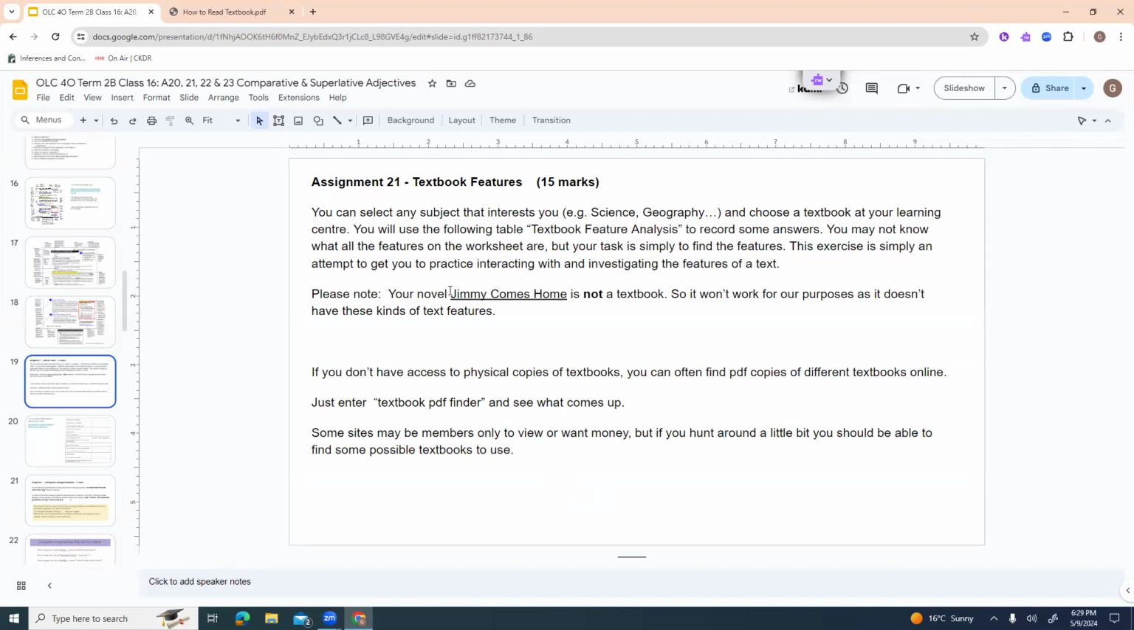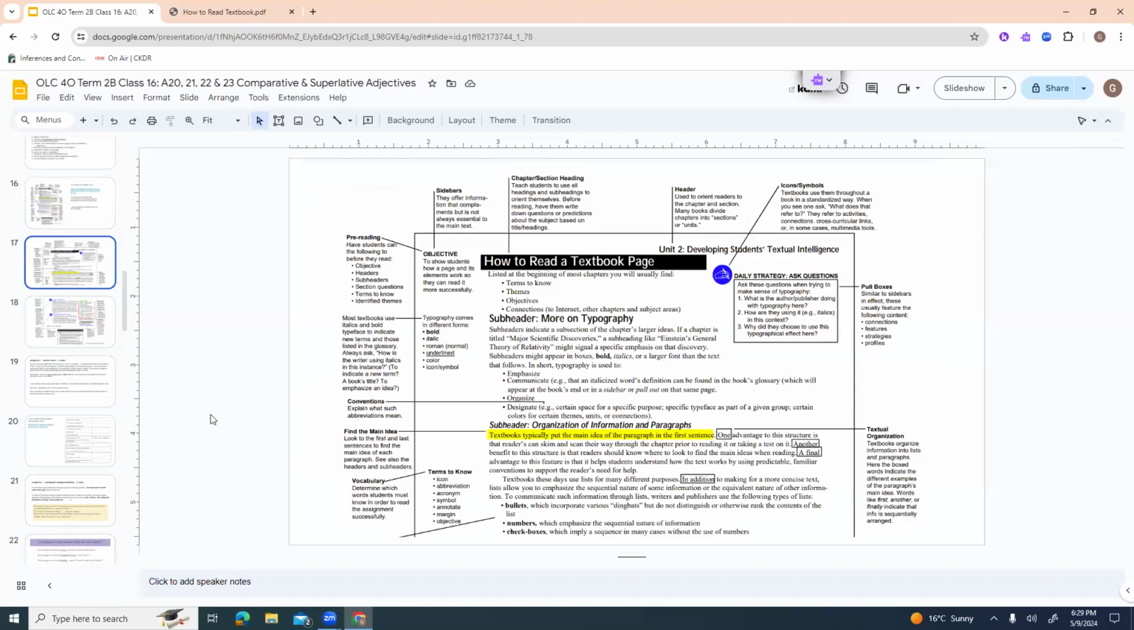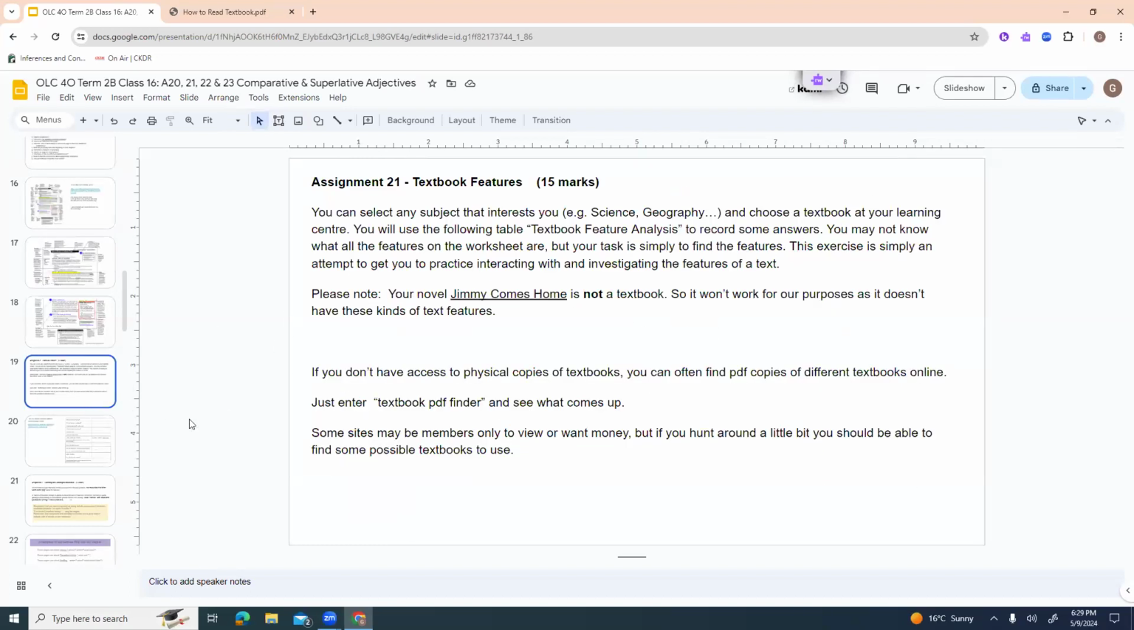And then you use the following little worksheet or table to fill in and record the answers. It's called textbook feature analysis. So features are just those little things we were talking about, right? The headings, the subheadings. You may not know what all the features on the worksheet are, but your task is to find the features. And if you get stuck, go back to our helping page here and it should tell you, okay?